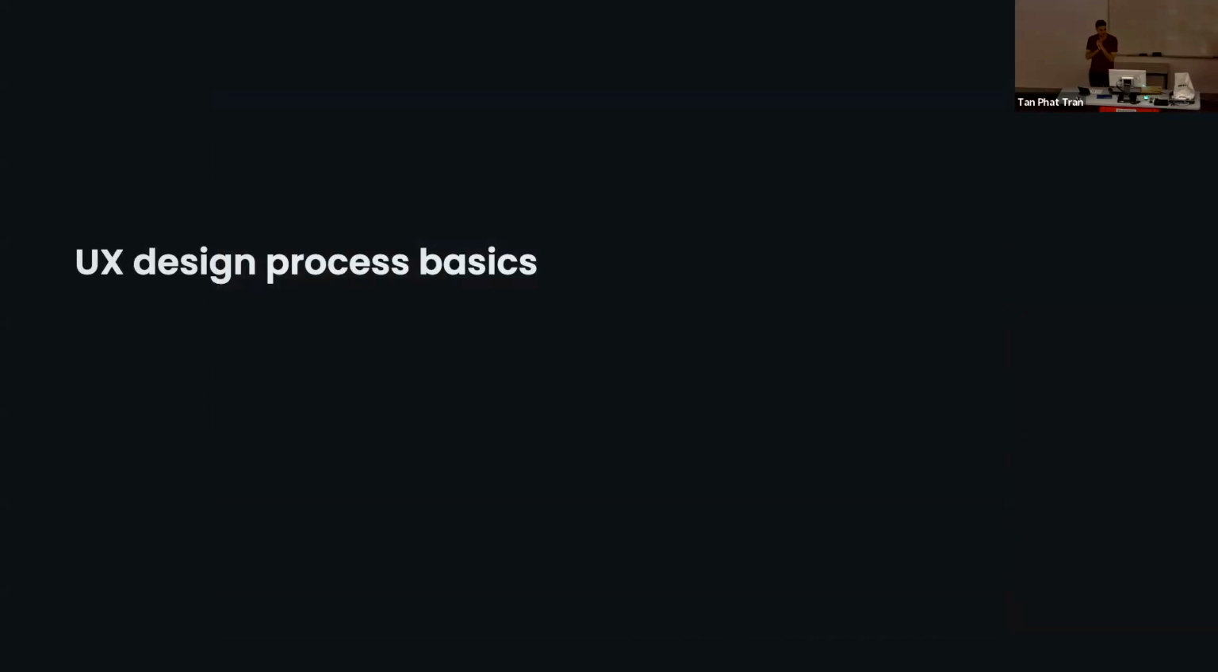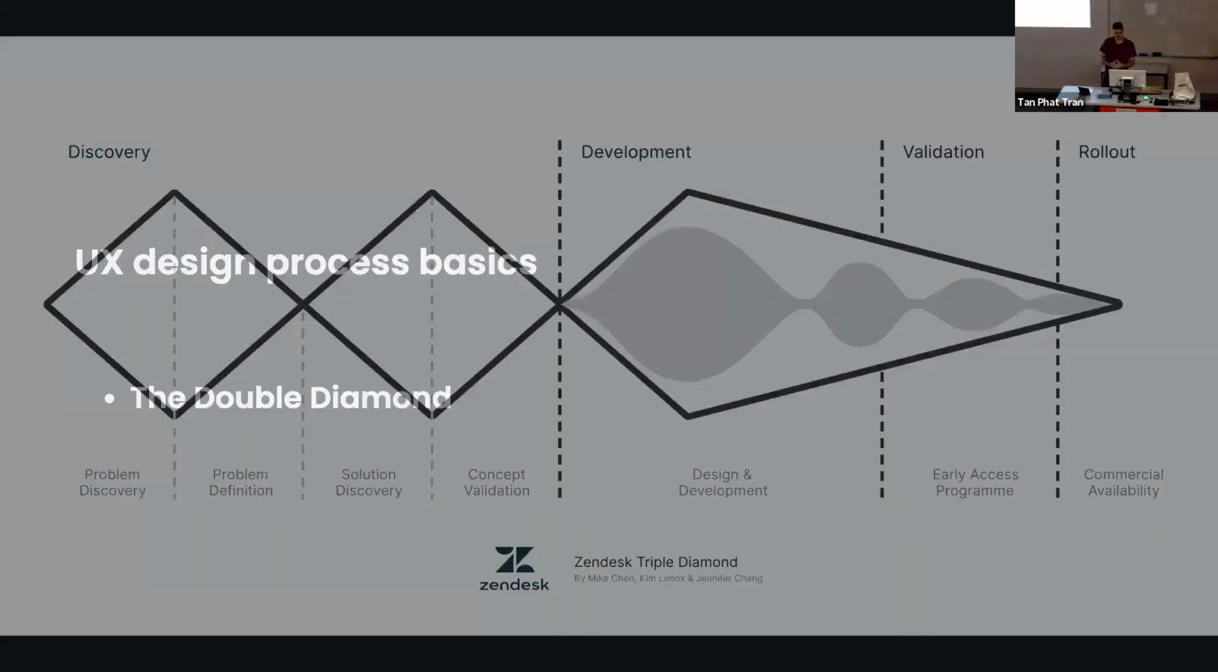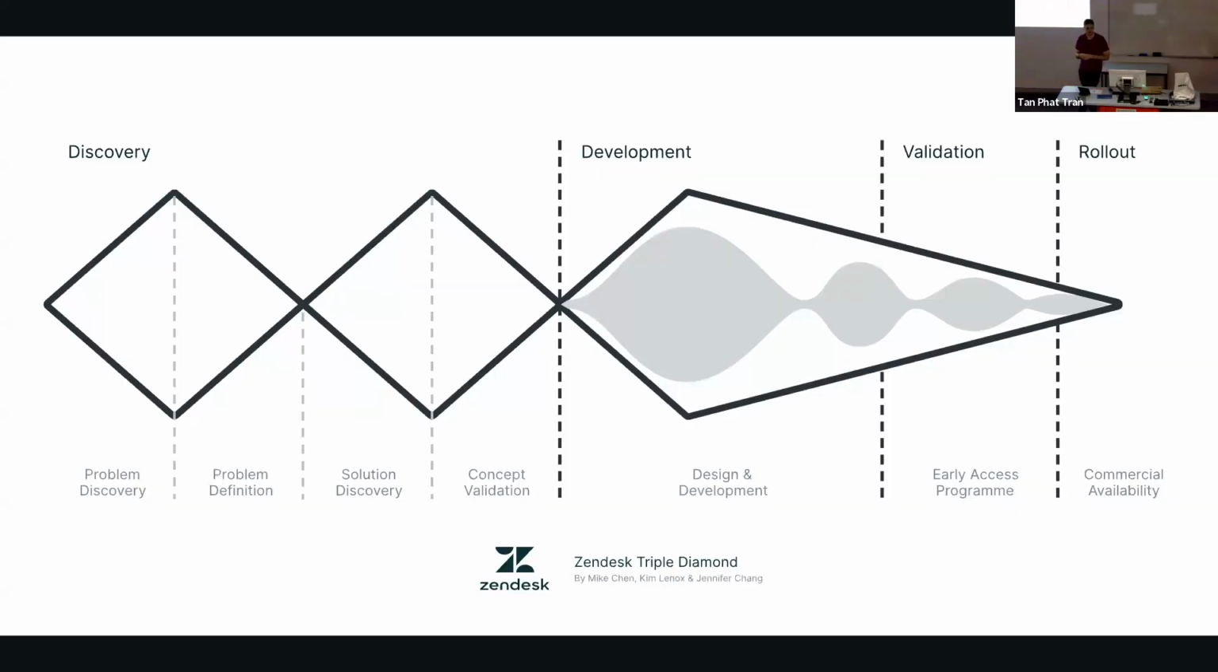All right, so now I'm going to switch on to design process basics. So where do you start, and what's a good process to make sure you don't make bad design? Okay, double diamond. This is something we used at a startup a few years ago. We took Zendesk's idea.